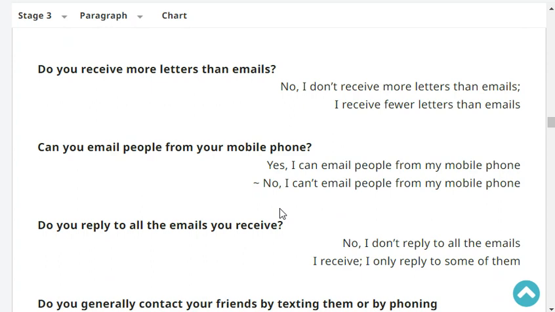Do you reply to all the emails you receive? No, I don't reply to all the emails I receive. I only reply to some of them.